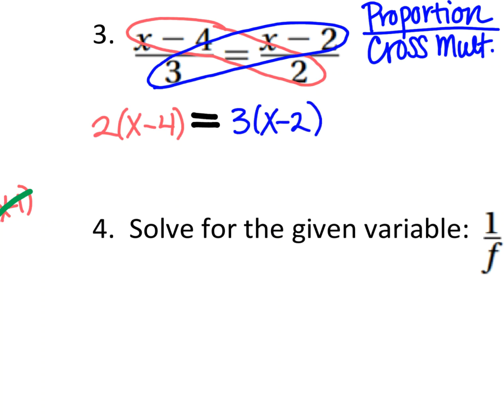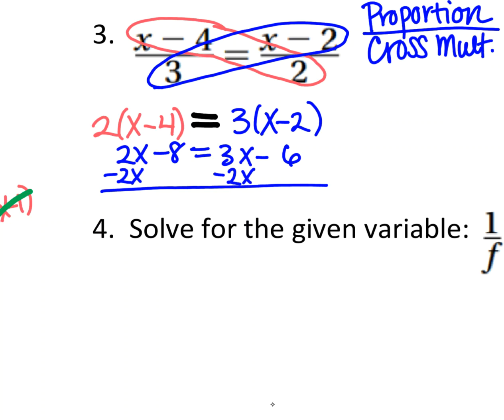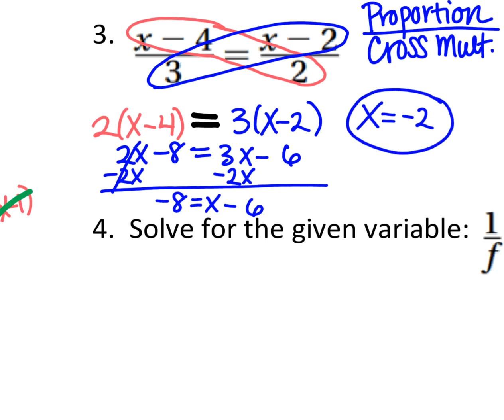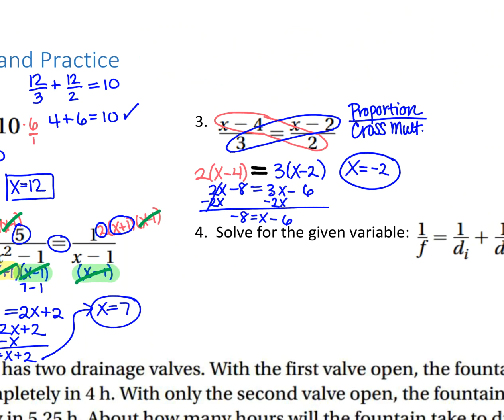Okay, and then we just go from there and solve it. So that's 2x minus 8 equals 3x minus 6. This is linear again. Get x's on the same side. Negative 8 is equal to x minus 6. Add 6 to both sides. X is equal to negative 2. Okay.